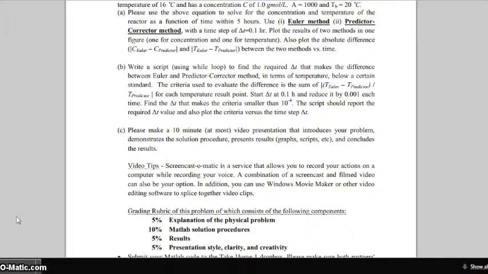We first started with a delta t at a step size of 0.1 and had to reduce it by 0.001 each time. We then had to find the delta t that makes the criteria smaller than 10 to the negative 2. Actually, here you see 10 to the negative 4th. However, this was an error and we had to find it for 10 to the negative 2. The script we wrote reported the required delta t value and also plotted the criteria versus time step delta t.